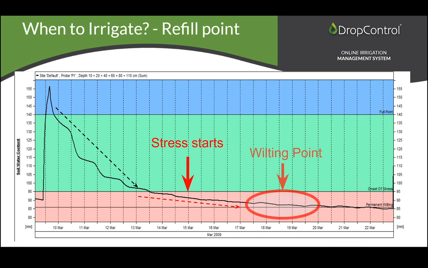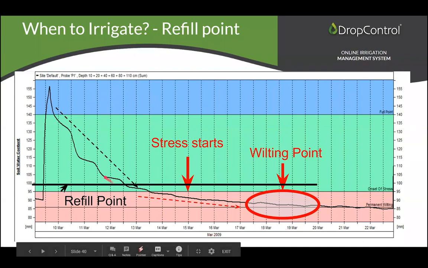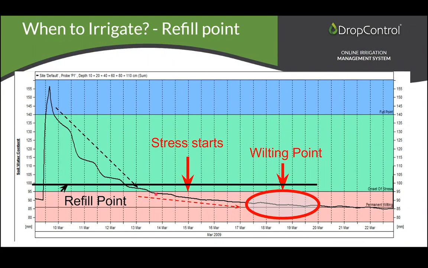And then, of course, if you let that go for several days, you might even hit that wilting point, which you never want to get to. So this is the refill point where you want to irrigate. You want to irrigate before starting the stress, and even when the consumption reduces to a level lower than it was up here because of saturation, you need to irrigate and start this cycle back up again.